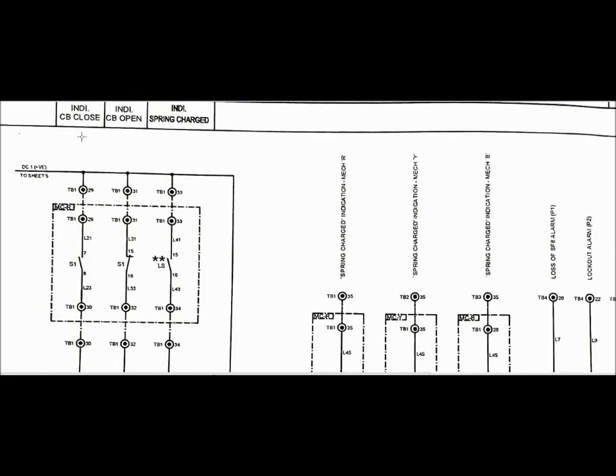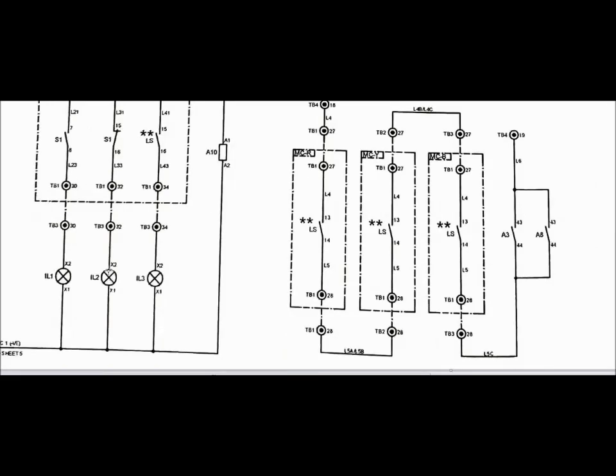The indication circuit of the 220 kV circuit breaker has been shown in this diagram. For the indication circuit, there exist three indication LED lamps for local purpose, that is CB close, CB open, and spring charge. Whenever the CB is in off condition, the DC will come via the auxiliary contact of S1 of red phase, the auxiliary contact of S1 of the yellow phase, and the auxiliary contact of S1 of blue phase to the LED, and this LED will glow.